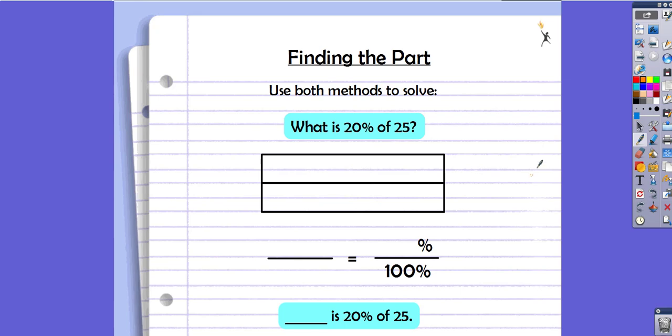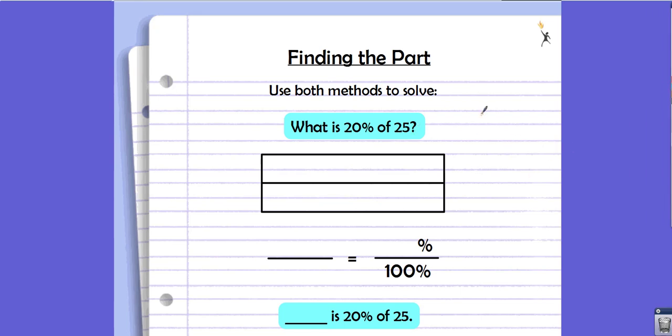So let's continue using this. We're going to do both methods. So let's find the part. What is 20% of 25? So right now, let's start off with a bar model. I'm going to give you a couple seconds. I want you to show me how you would fill in this bar model.